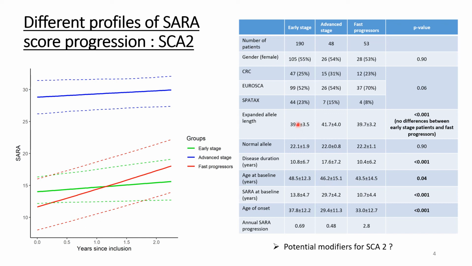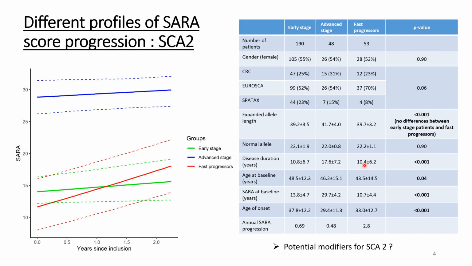There were no differences of the allele length between early stage and fast progressors, but we can observe that fast progressors have an earlier age of onset, and therefore they are younger at baseline than early stage patients because they have the same disease duration.